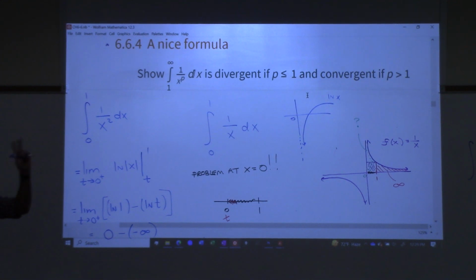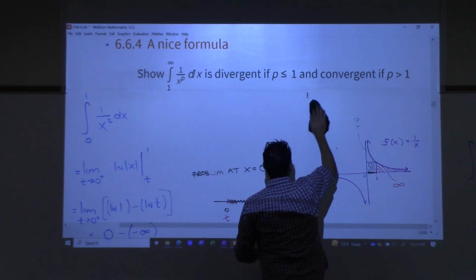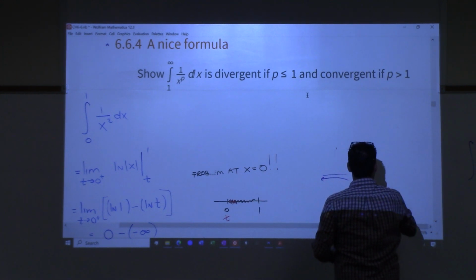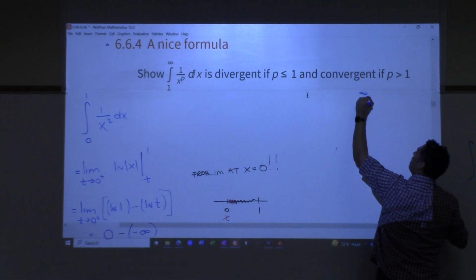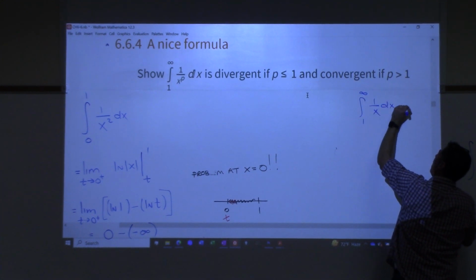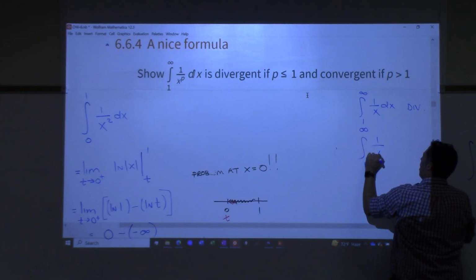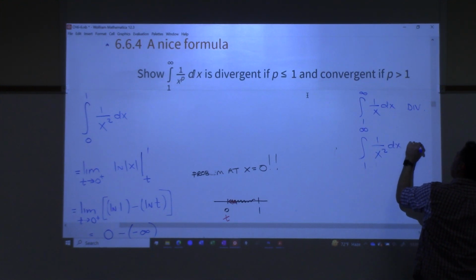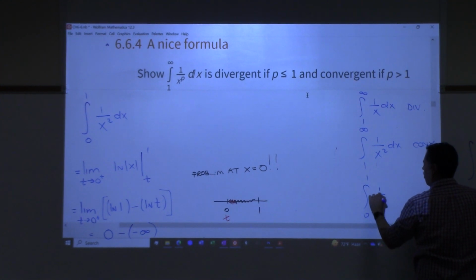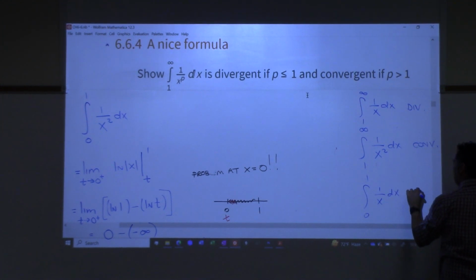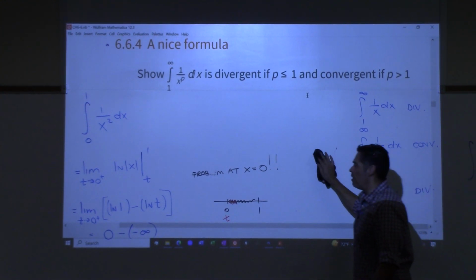Okay, so remember, what did I do last class? The first problem I did was the integral from 1 to infinity of 1 over x dx, and that diverged, right? I did the integral from 1 to infinity of 1 over x squared dx, and that converged, right? And then I did the integral from 0 to 1 of 1 over x, and that diverged. And now I'm going to do the integral from 0 to 1 of 1 over x squared.